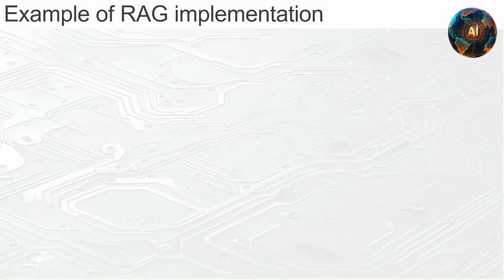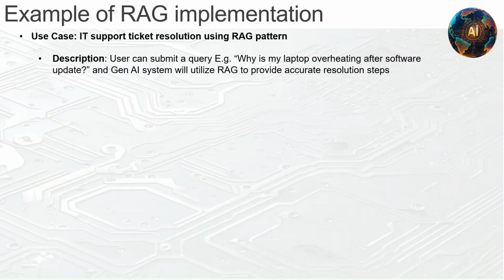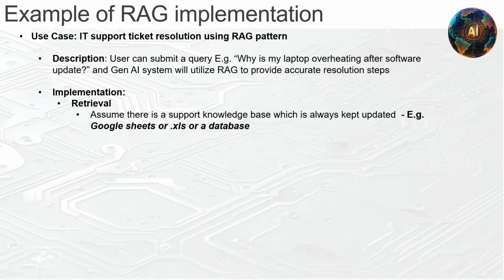Let us look at the detailed example now. Suppose the use case is to create IT support ticket resolution using the RAG pattern, where a user can submit a query, for example, why is my laptop overheating after software update? And the GenAI system will utilize the RAG pattern to provide accurate resolution steps. To implement this, first the retrieval. Let us assume there is a support knowledge base which is always kept up to date, for example, a .xls file or a database.